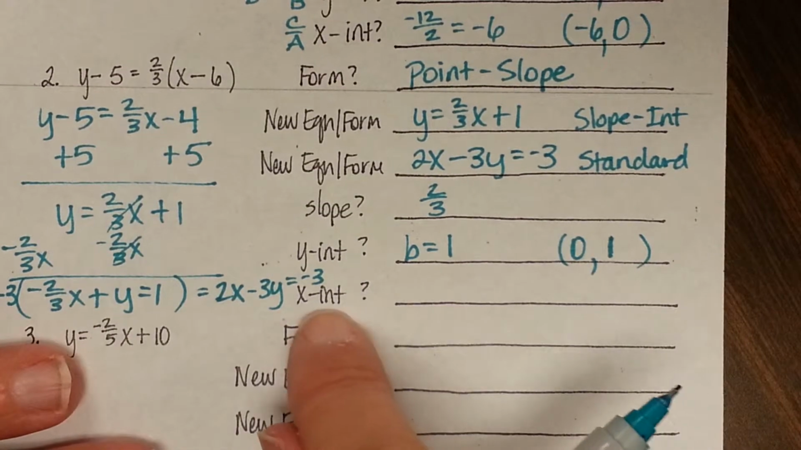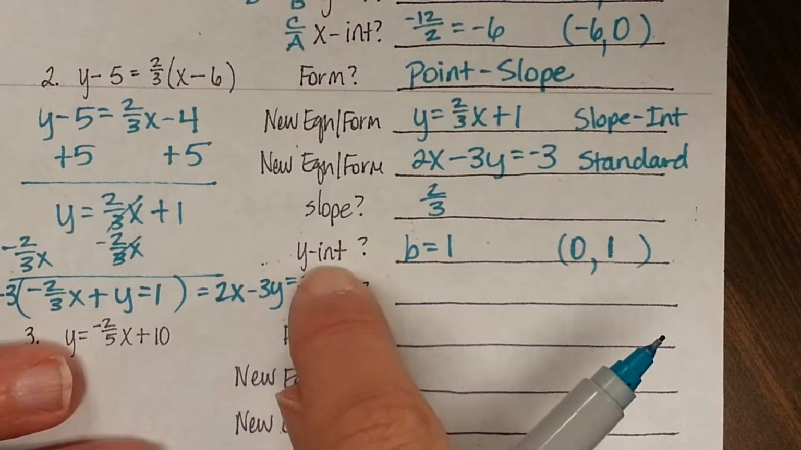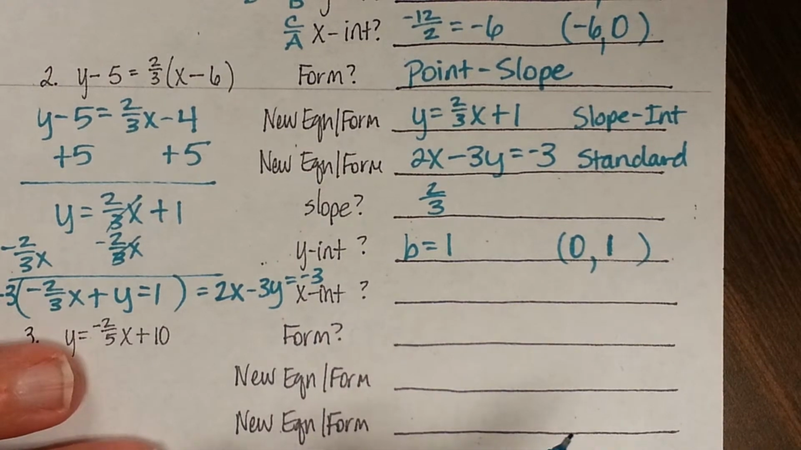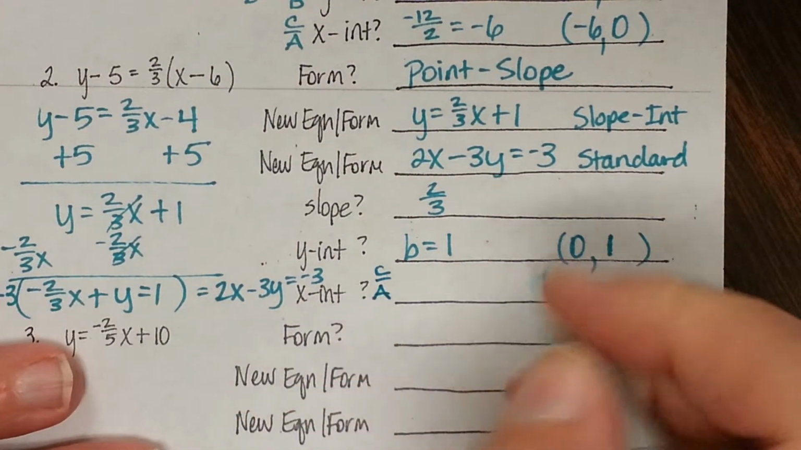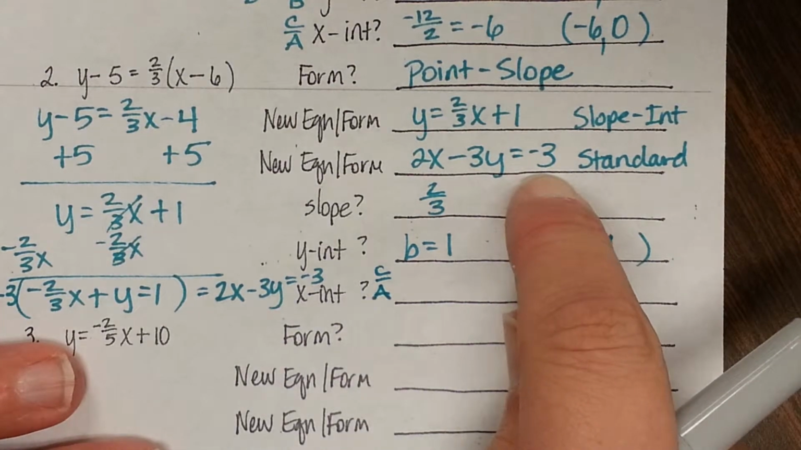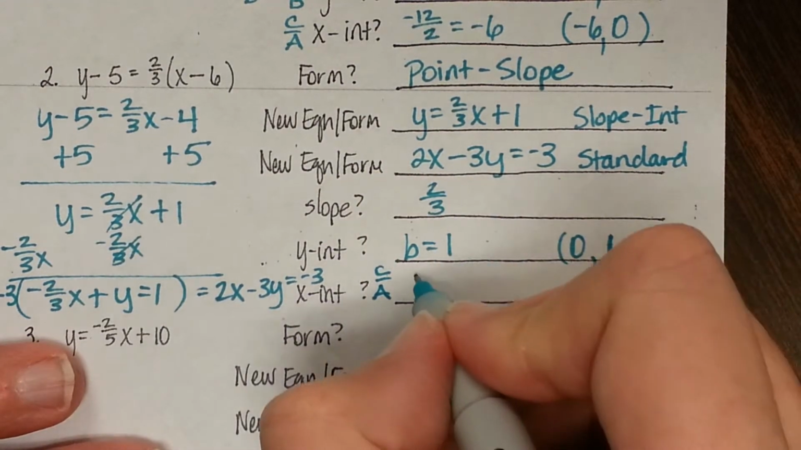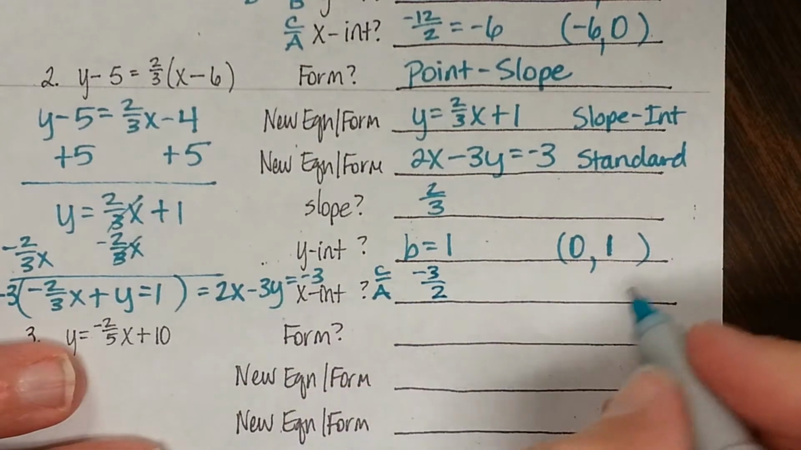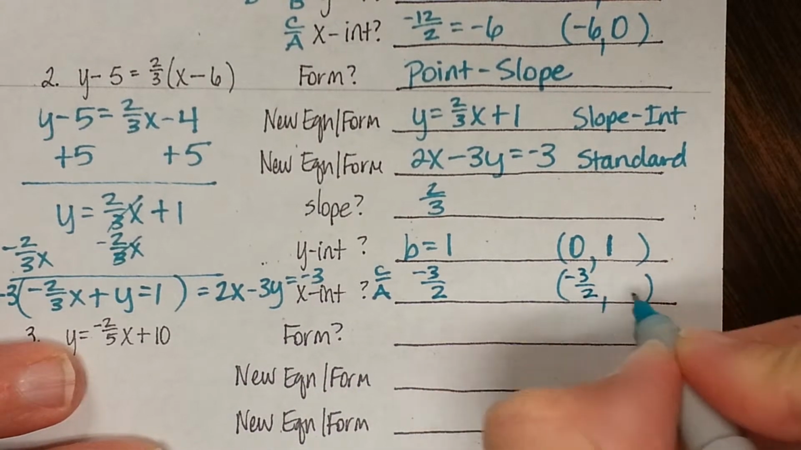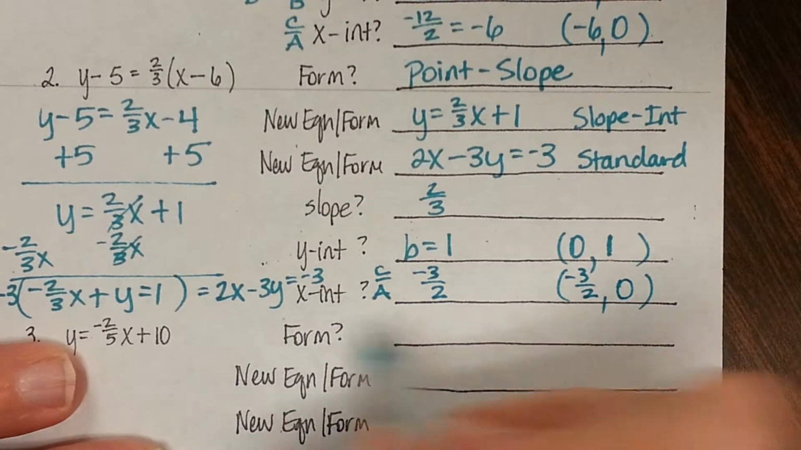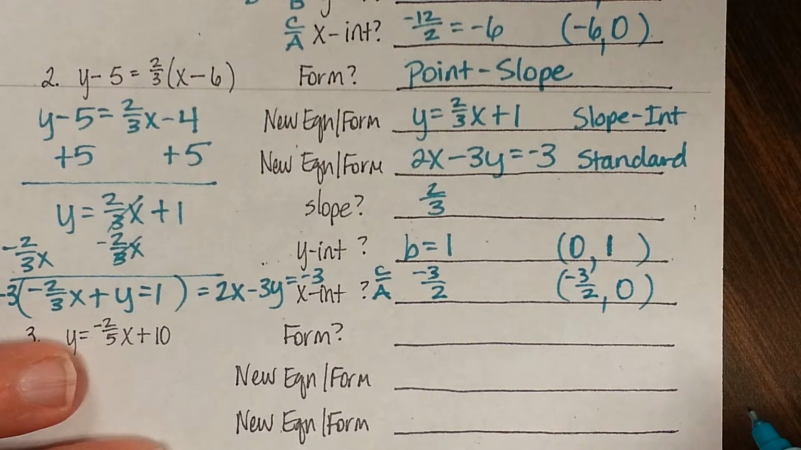That will allow us to solve for our x-intercept, and if we didn't have our y-intercept or slope, we could solve for those also. For our x-intercept, remember we use c over a. So in our standard form, we have negative 3 over 2. And if we were writing that as an ordered pair, we would write negative 3 over 2, 0. Remember, an x-intercept has a y of 0.